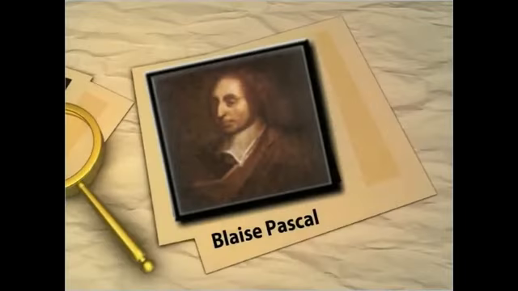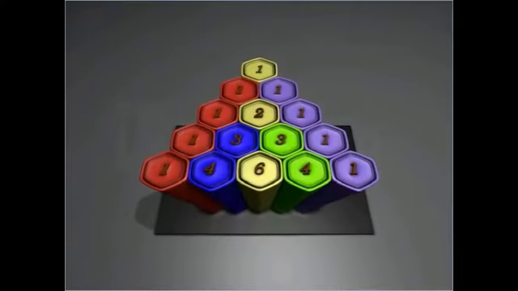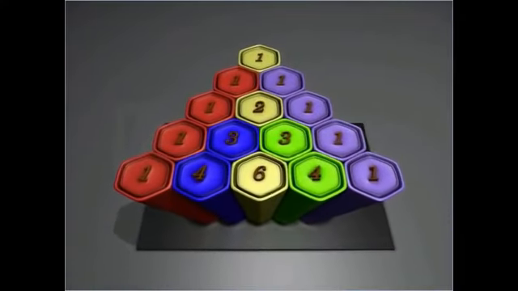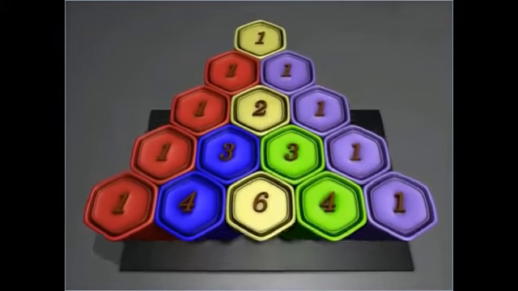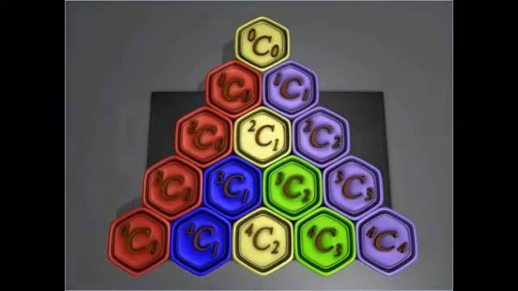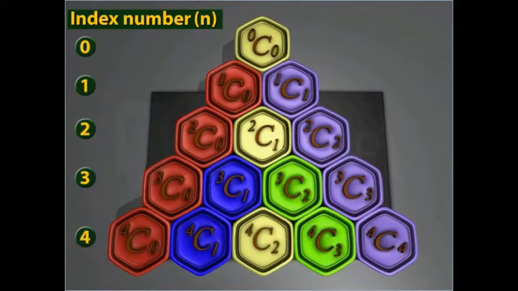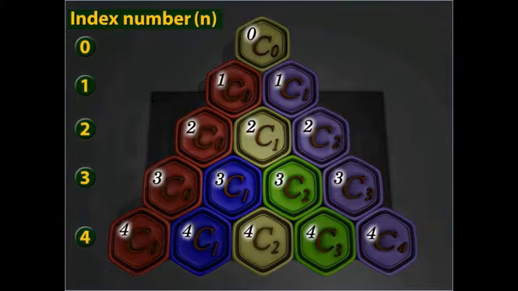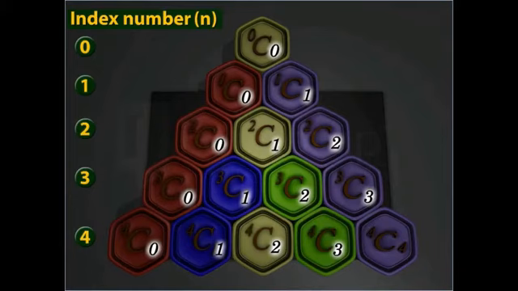Pascal's triangle, named after the French mathematician Blaise Pascal, is an easy way to find the coefficients of expansion for higher powers of binomials. You can use the concept of combinations to represent the numbers in Pascal's triangle. You can represent each element of the triangle by the combination nCr, where n is the index number and the value of r increases from 0 to n as you move from left to right in each row.